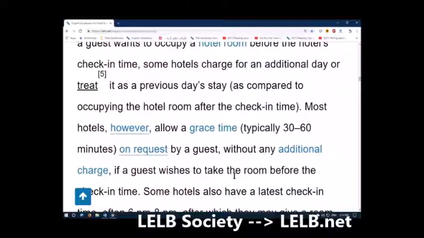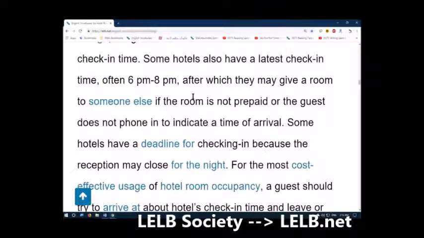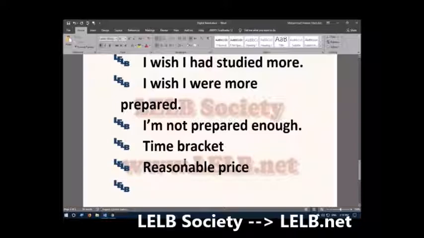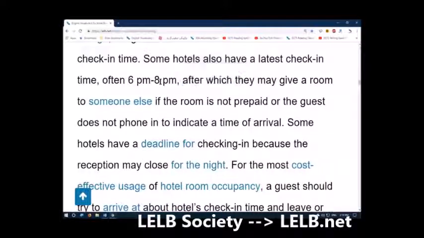So, wish to take the room before the check-in time. Some hotels also have a latest check-in time after 6 p.m. to 8 p.m. "After which" refers to that time bracket. It means from 6 p.m. to 8 p.m., after which they may give a room to someone else if the room is not prepaid or the guest does not phone in to indicate the time of arrival.